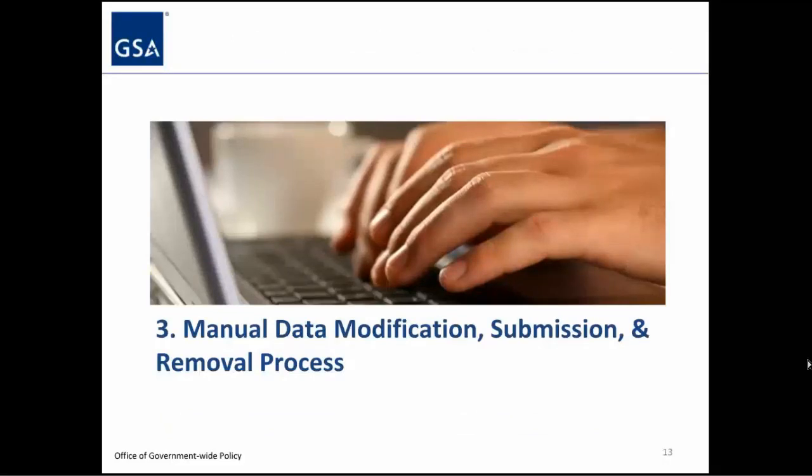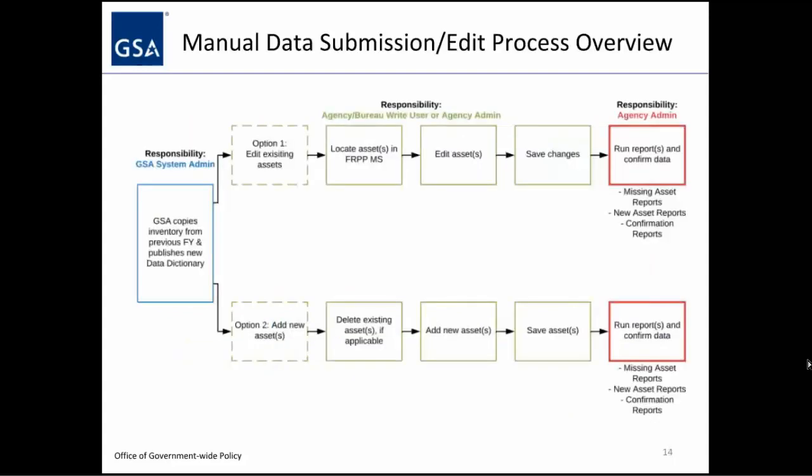Now I'm going to move on to the meat, the manual data modification, submission, and removal process. This shows a high-level overview of a diagram. I'll be showing this throughout the presentation. So first, at the beginning of a new fiscal year, the GSA copies all of the existing assets from the previous year.